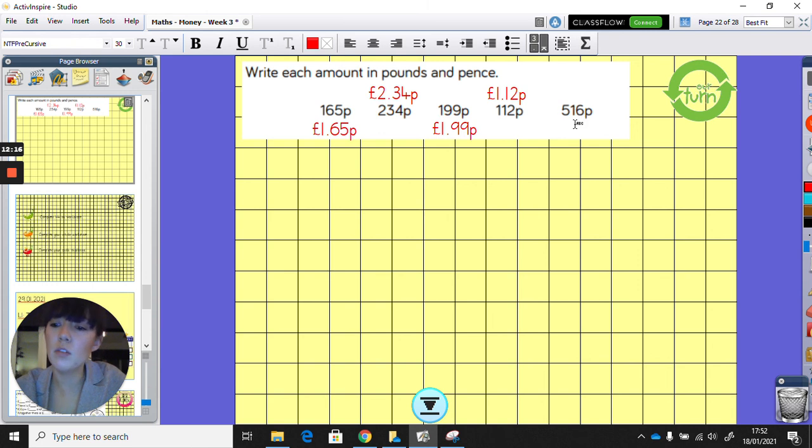Oh, this one, 516p. That's a tricky one. That's going to be, oh, that's a dollar sign. That's going to be £5, and then it's going to be 16p. Okay. So can you see what's happened? We've divided it by 100, which sounds really tricky, but it isn't really if you think about it. We just have to think about how many hundreds are in that number. What's the hundreds digit and how many is there, okay?